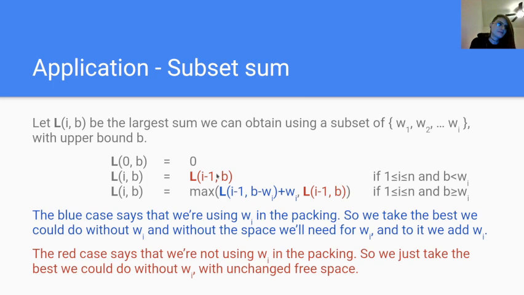So we're just copying the value from the previous row of the table into this new row. We're copying from I minus 1 to I, because we're not able to use the ith item anyway. It's just the same as what we had before.